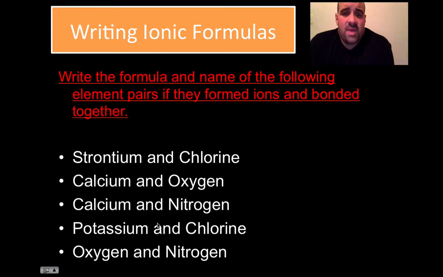So what I want you to do now is go through these combinations. So we have combinations, say strontium and chlorine. If those two atoms basically formed ions, what would you name them if they combine together? And write their chemical formula, and what ratio would these atoms exist with one another? And what ratio would calcium and oxygen combine? So name these formulas and write their ratios.